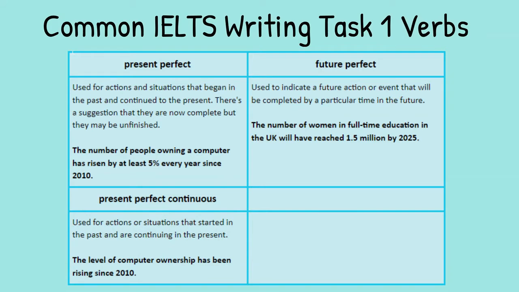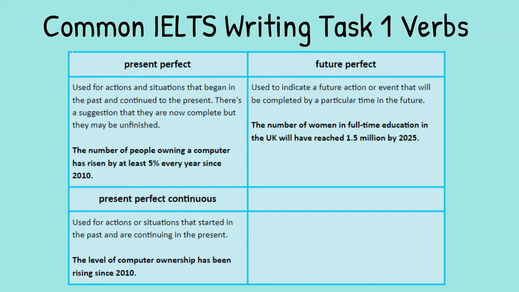Present perfect is used for actions and situations that began in the past and continue to the present. There's a suggestion that they are now complete, but they may be unfinished. For example, the number of people owning a computer has risen by at least 5% every year since 2010.